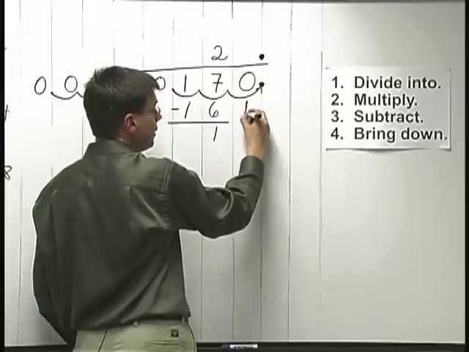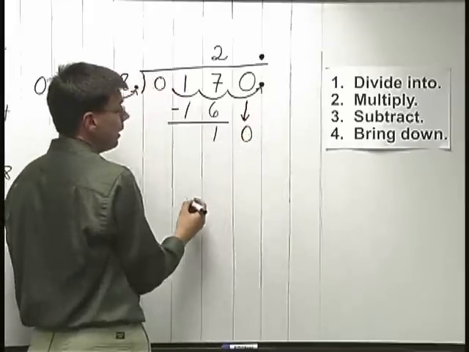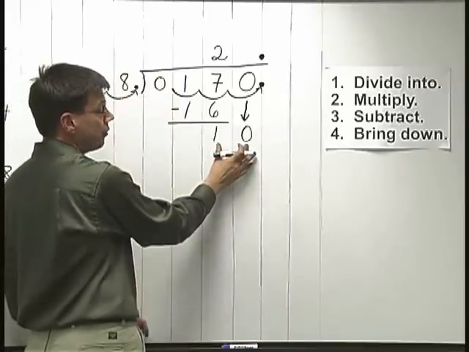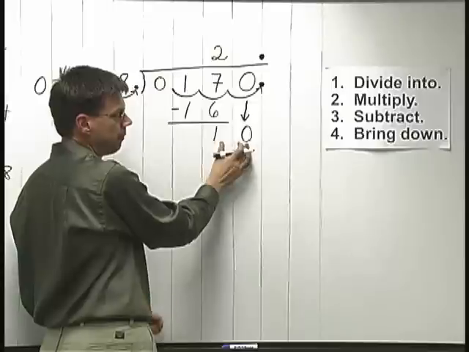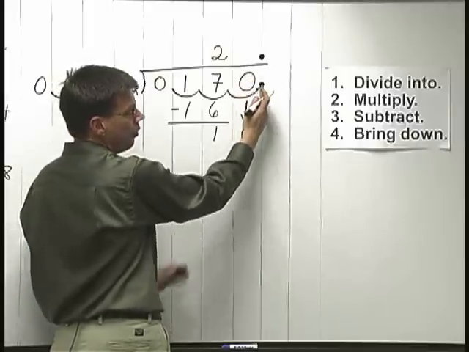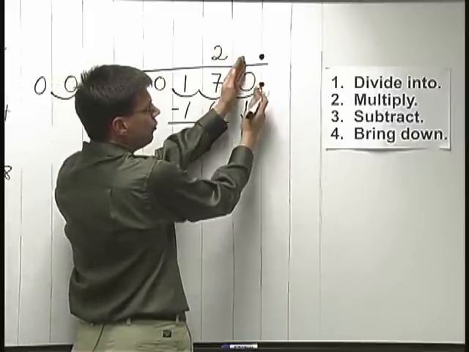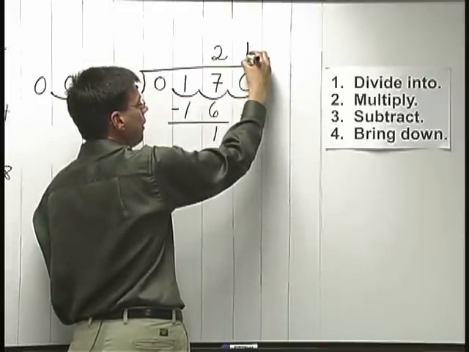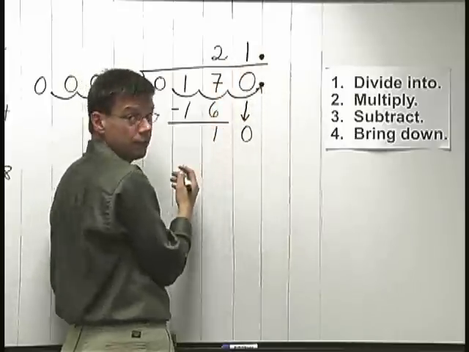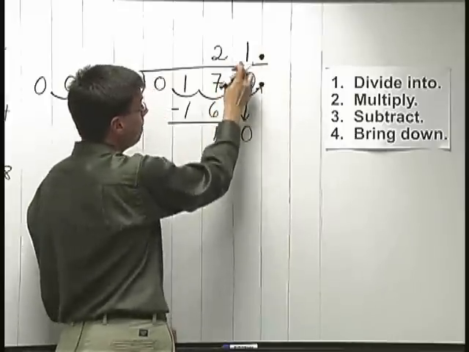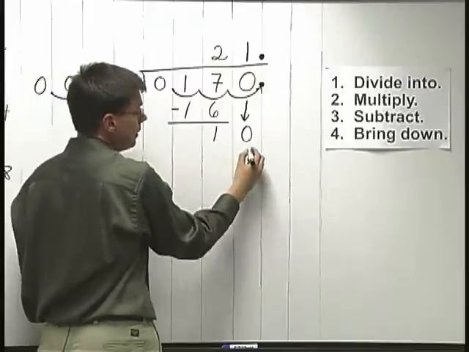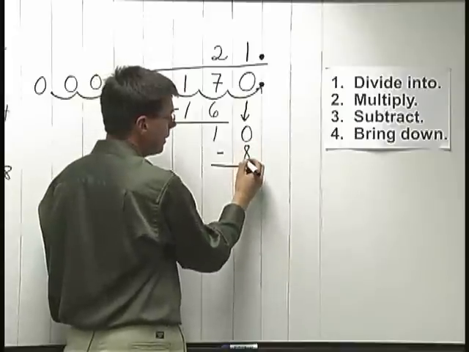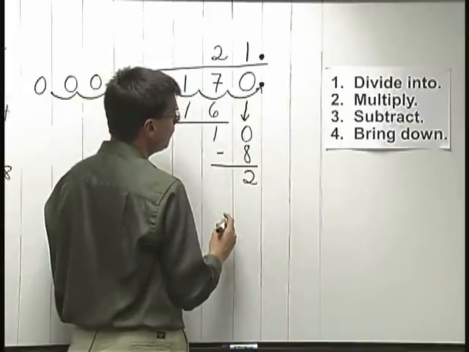Now I bring down the next digit, bring down the 0, and I ask myself, how many times does 8 go into 10? 8 goes into 10 just 1 time. Now this 0 was just to the left of the new position of the decimal point, so my 1 goes right above that 0. It's also to the left of the decimal point. 1 times 8 is 8. I multiply. Then I subtract. 10 minus 8 is 2.